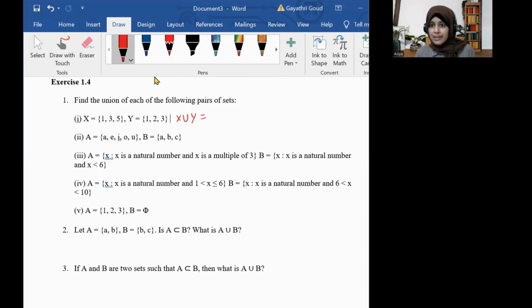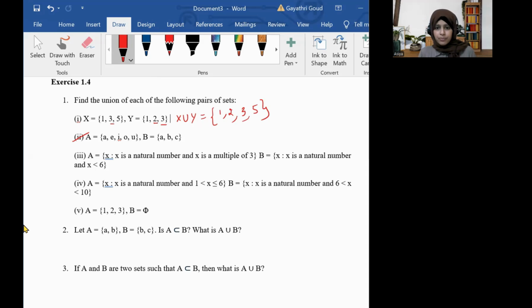It should contain the elements of both set X and set Y. So what would that be? 1, I have 1 in both the sets. Next I have 2 in set Y, 2. Then I have 3 in both the sets, 3 and then 5. This would be my X union Y. I think the second one can be given as homework. So give it a try.